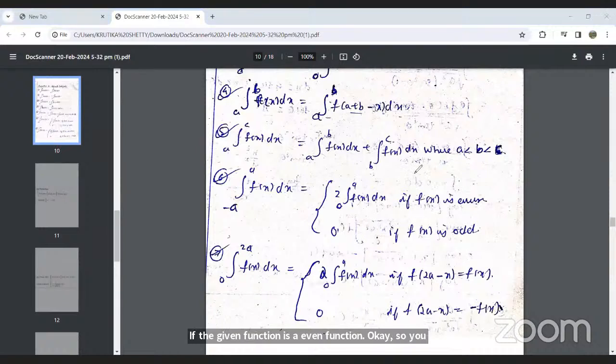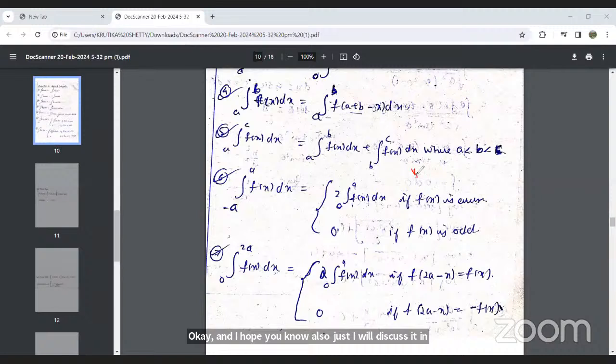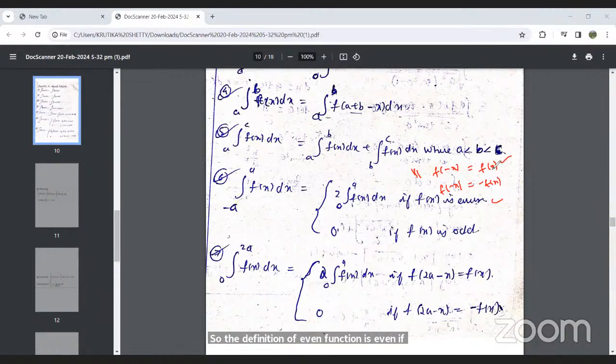I hope you know, but I will discuss it in short. For a given function f of x, if f of minus x is equal to f of x, and f of minus x is equal to minus f of x. The first is the example for an even function. The definition of an even function is, if you replace x with the negative variable, you get the value as it is.